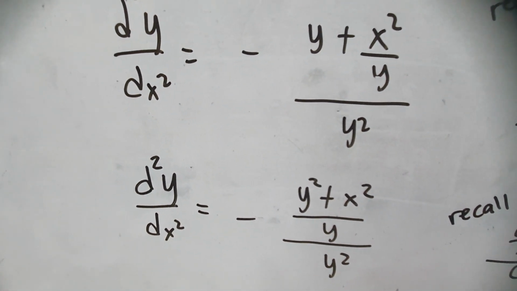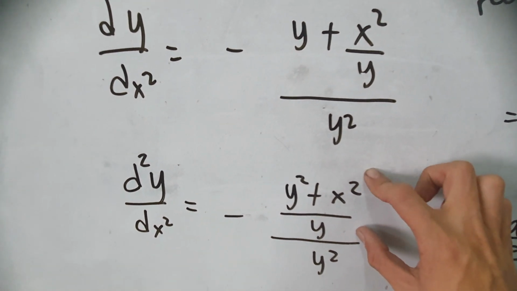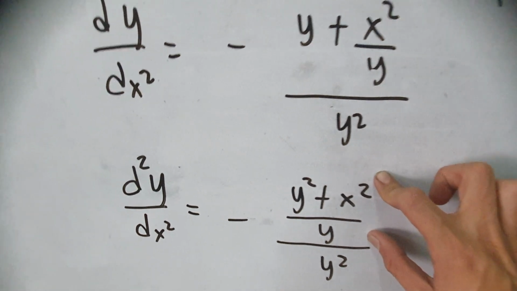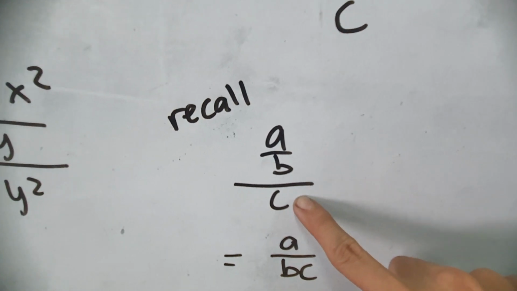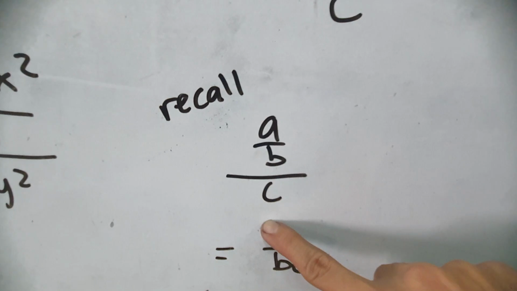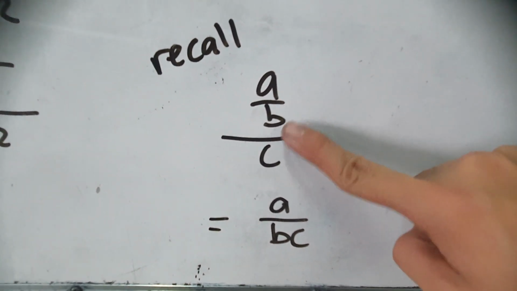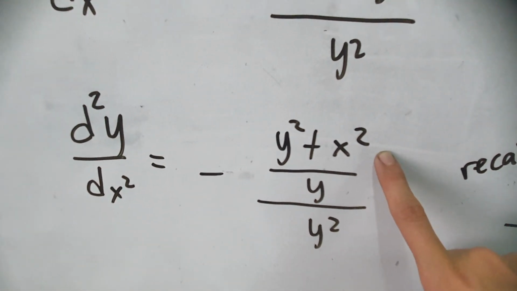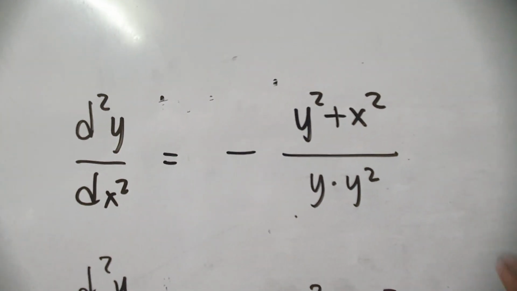dy squared over y over dx squared is equivalent to this term right here. Recall, we can manipulate this one again through simple algebra. Recalling a over b divided with c, or we could have imaginary 1 right here. Dividing fractions, we take the reciprocal. So that is why we now have a over bc. Retain a, multiply b and c. So in this term, retain y squared plus x squared, multiply y times y squared. We now come up with this result.